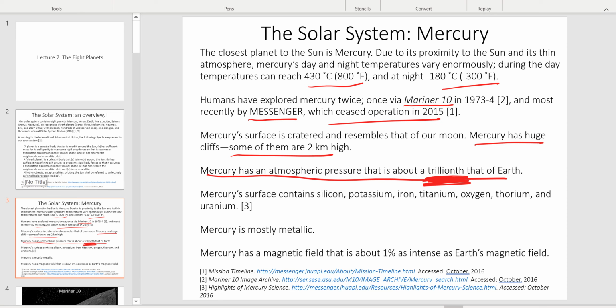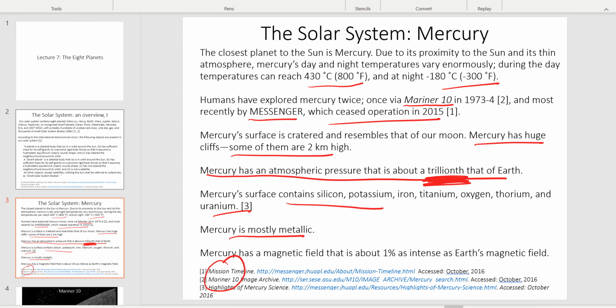Let's go through a couple other characteristics of Mercury. Mercury is largely metallic. It's a highly metallic planet. We're going to discuss how we interpret this in terms of the formation of the solar system later when we get to that lecture. Mercury's surface also contains things like silicon, potassium, iron, titanium, oxygen, and uranium, and many other things. If you're interested, by the way, I have the links down here, so feel free to follow these links and then read more about the surface composition of Mercury or Messenger or what have you.